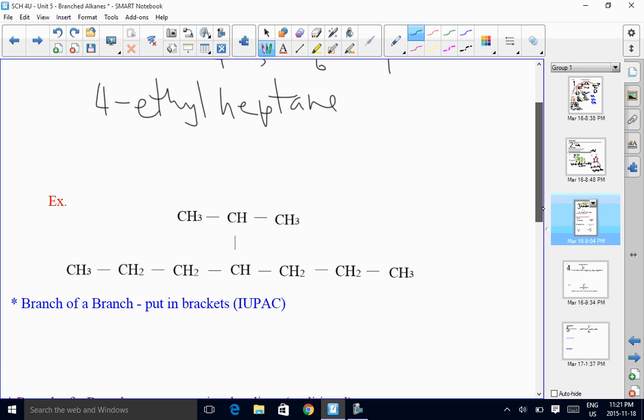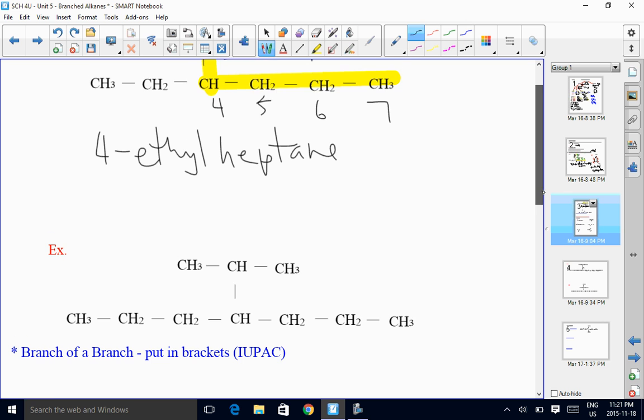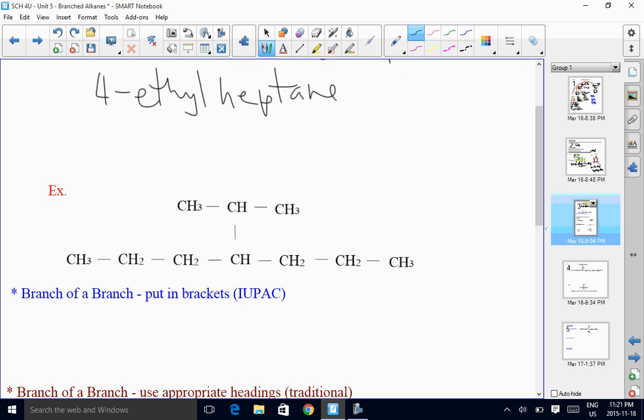All right. Now the next example here, if I highlight the longest chain, it would be this. Now let me number it. So this would be 1, 2, 3, 4, 5, 6, 7. So actually, the way I numbered it, it doesn't matter from left to right or right to left. You would still get the branch on the number 4.